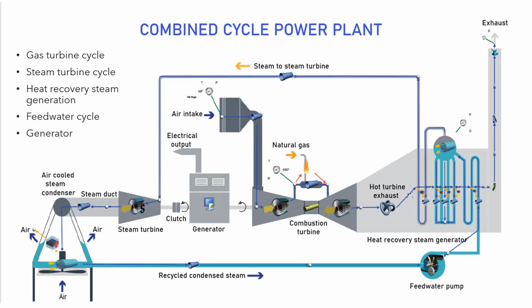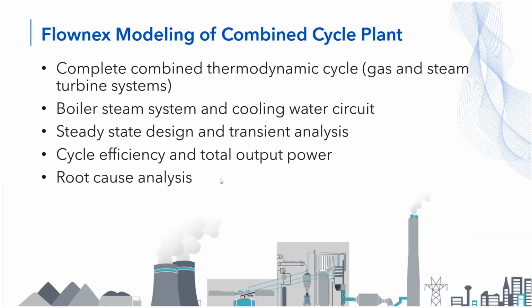In Flownex, basically we have two thermodynamic cycles. One is for the gas turbine, which is modeled with the Brayton cycle, and another one for the steam turbine, which is basically based on the Rankine system. And for the boiler steam generation and the cooling water circuit that we have, Flownex has a separate tutorial.